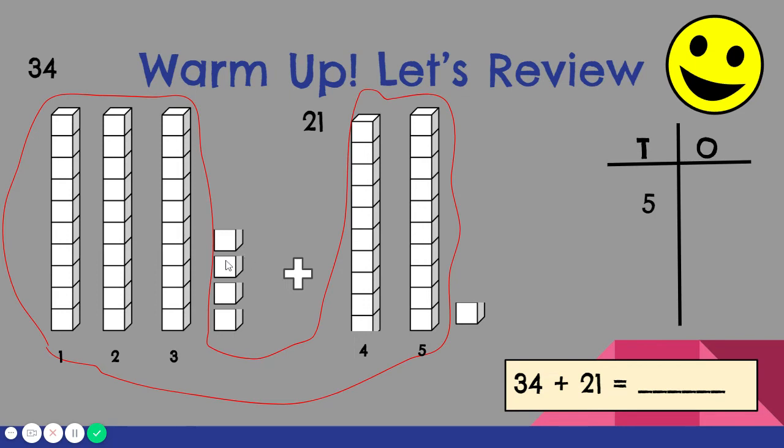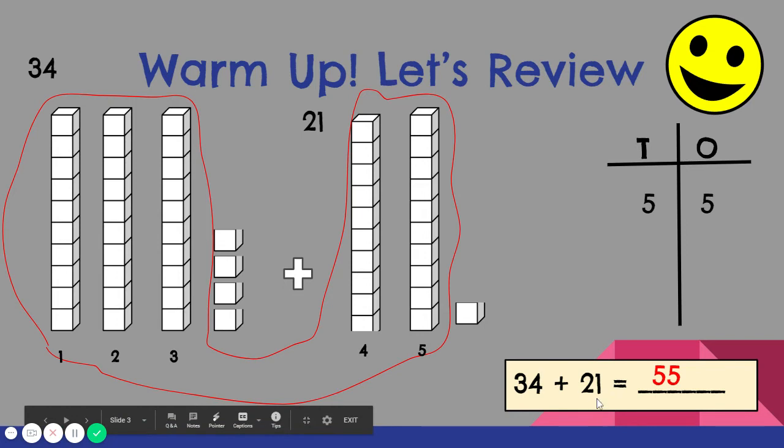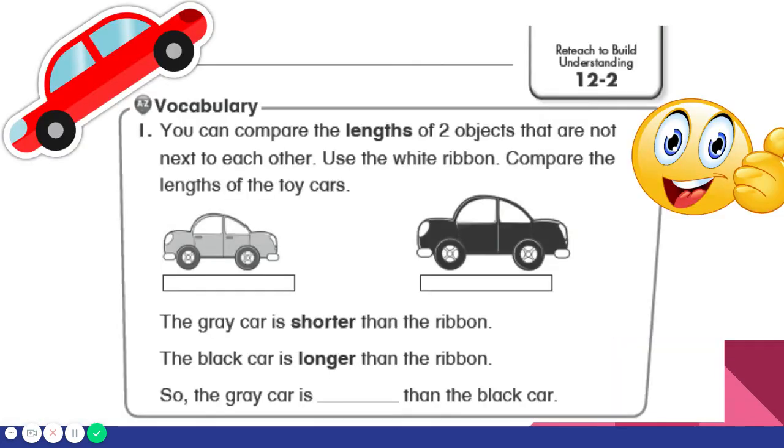1, 2, 3, 4, 5. We only have 5 ones, so we have 5 tens and 5 ones. So if we read that number across, we got 55. So we just found that 34 plus 21 equals 55. Feel free to draw some of your own problems like this. Draw a random number of tens and a random number of ones, and feel free to add those.